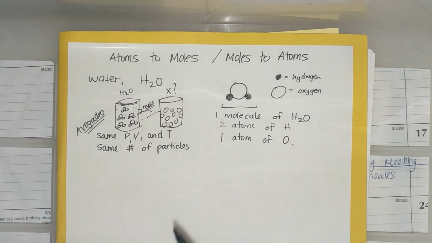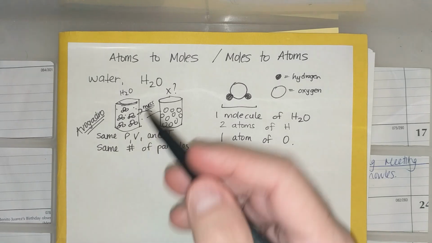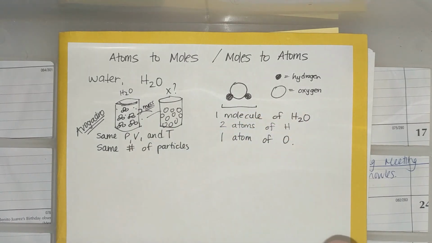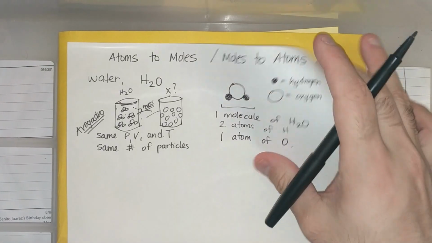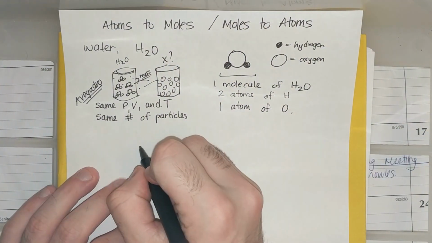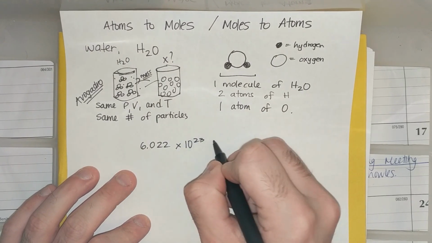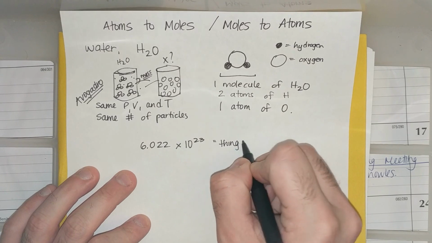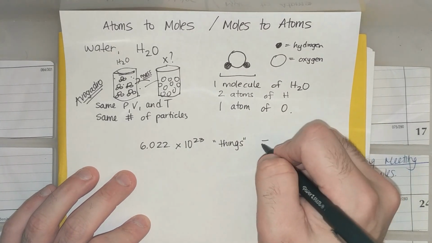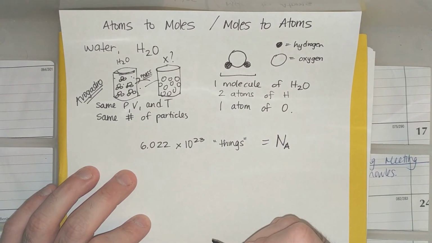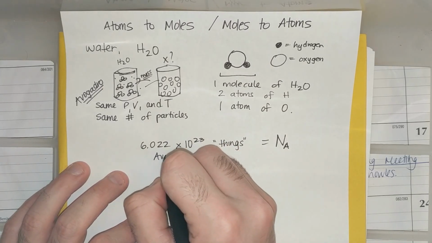Okay? So, just to recap on Avogadro's hypothesis about this same number of particles. Now, it wasn't until a bit of time later that this number of particles for a constant pressure, volume, and temperature actually had a number. And this number was 6.022 times 10 to the 23rd. I'm going to call it things. Okay? And we could call this capital N little a. All right? And we call this Avogadro's number.